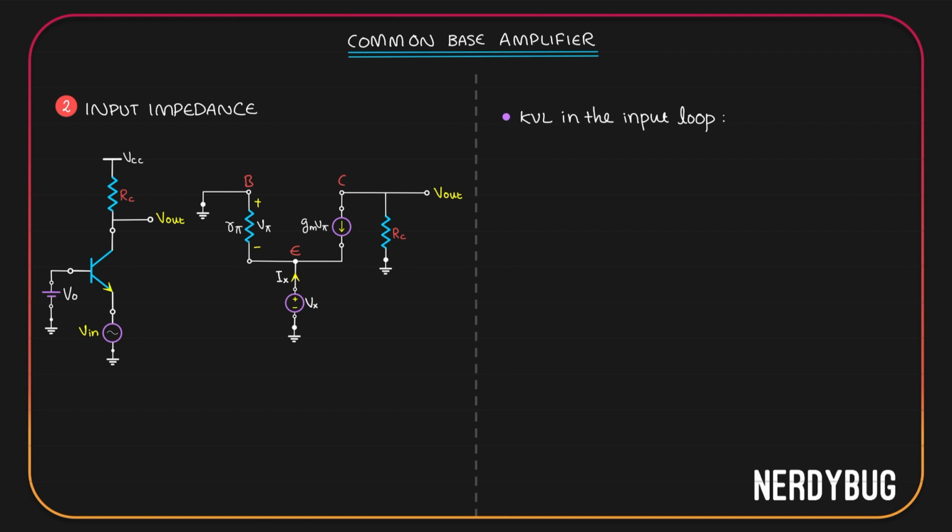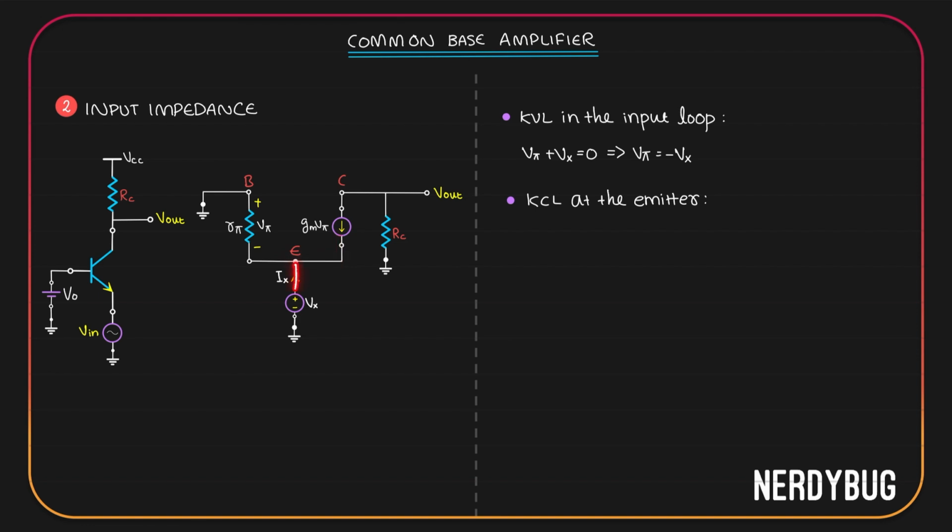So according to Kirchhoff's voltage law, V pi plus Vx will be equal to 0, which means V pi will be negative of Vx. Now let's apply Kirchhoff's current law at the emitter. I can see three currents at the emitter node. gm V pi is coming into the node.